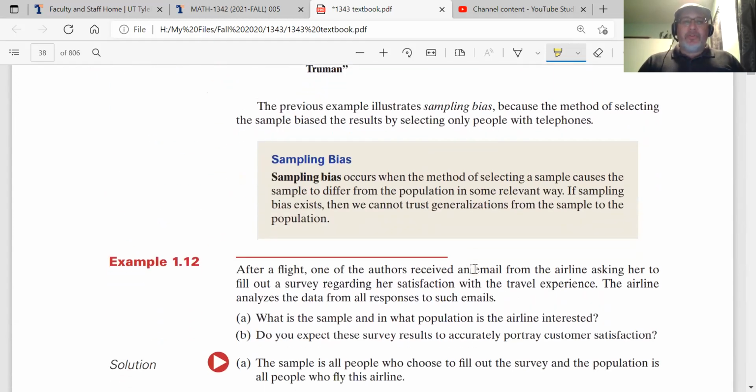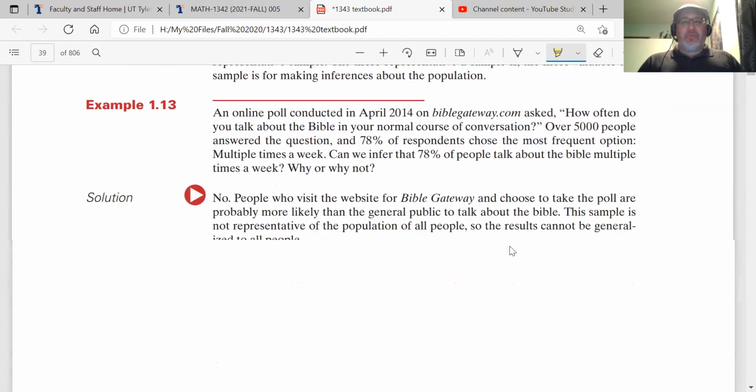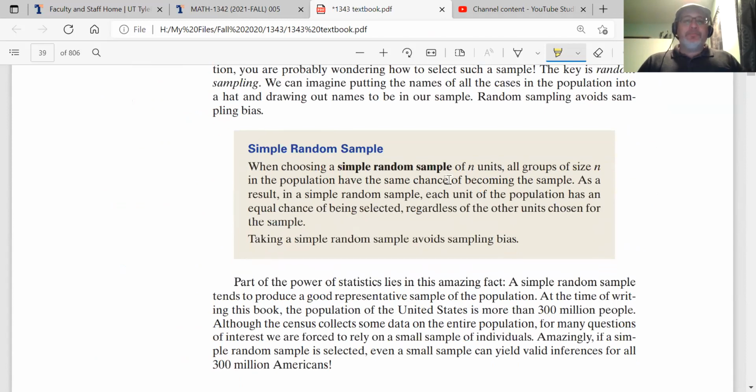Although I'm not going to go through this particular example, sampling bias occurs when the method of selecting a sample causes the sample to differ from the population in some relevant way. If sampling bias exists, then we can't trust the generalizations from the sample to the population. Unfortunately, sampling bias is very difficult to overcome, but one reliable way to do that is to use what's called a simple random sample.